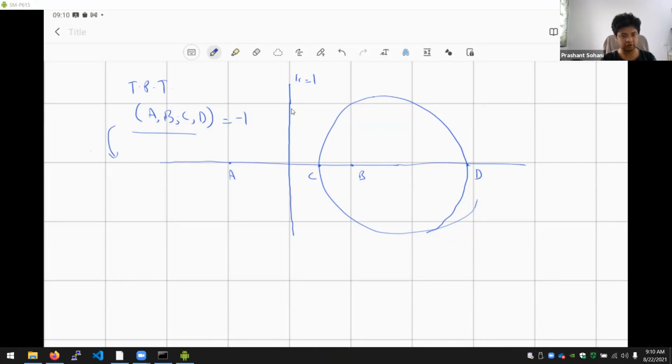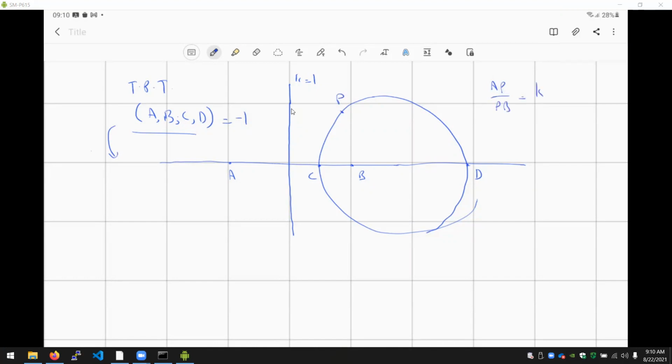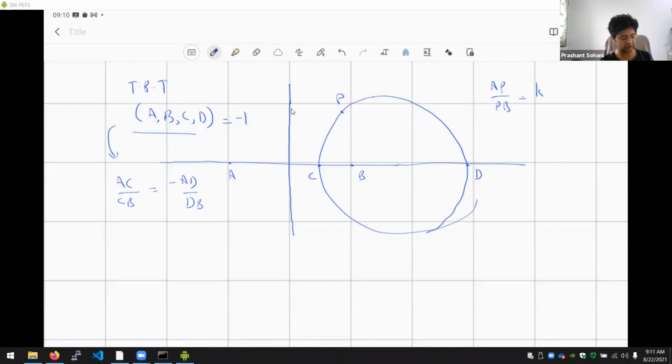If this is the Apollonius circle, then every point on this circle has a constant ratio, right? AP upon PB is some constant k. And what about points C and D? Will points C and D also have the same property? Yes, but with opposite sign, negative. That's all right, there's nothing more to be done. This is exactly what we mean by the points being harmonic. If I take everything to one side, the cross ratio will be -1.